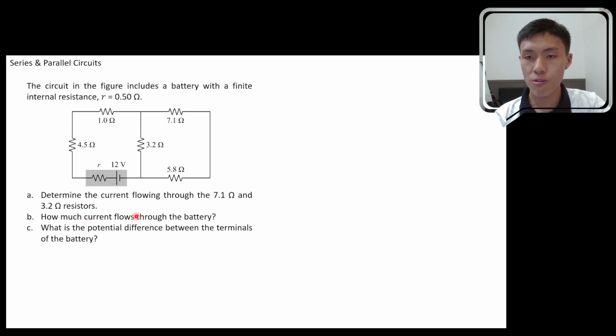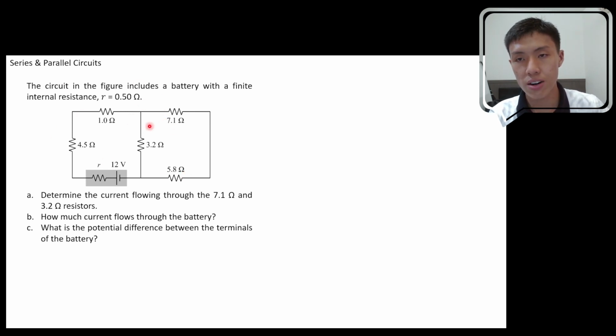Then after that, the current flowing through the battery over here. Then the potential difference between the terminals of the battery, which is V across here. Okay, so if you look at this question, you can see that there's only one battery connected to 5 external resistances. So for this case, because there's only one battery, we are going to solve it using series and parallel circuits, which involves labeling the diagram first, rearranging it if necessary, then combining them to find the effective resistance, then reversing it to determine the individual currents and voltages.